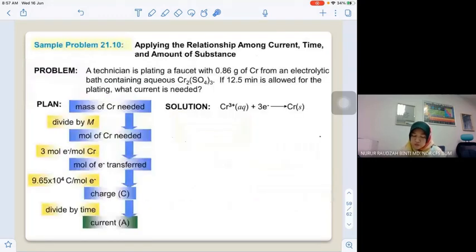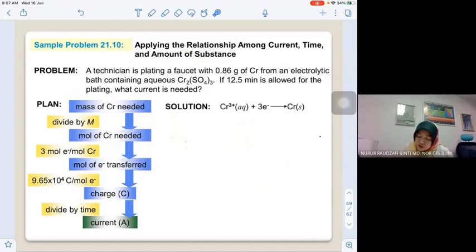So now let's try it. Let's try to do this sample problem, applying the relationship between the current, the time, and also the amount of the substance. Okay, so let's read the question.